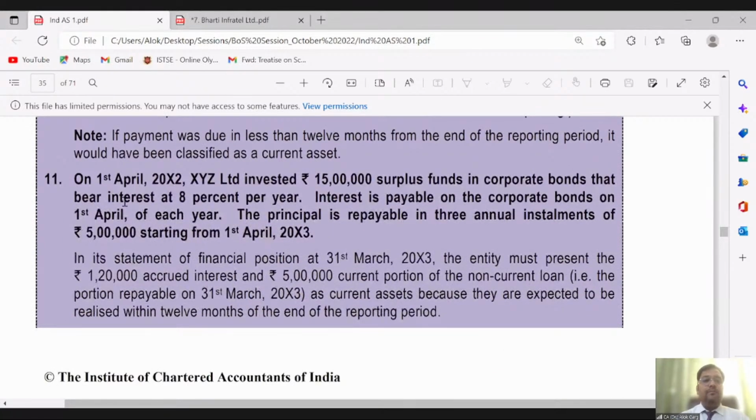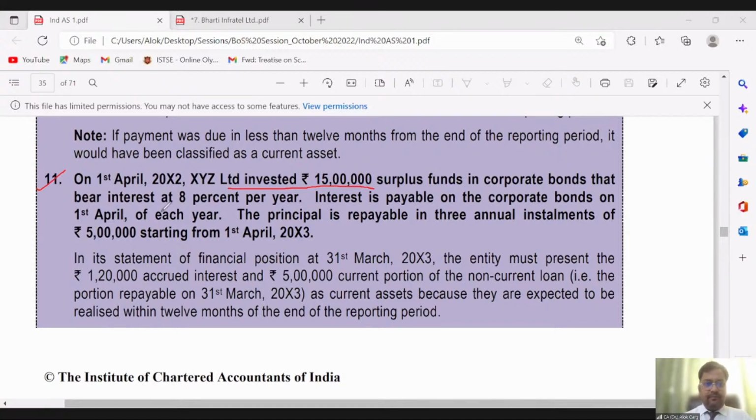Next question. On 1st April 2002, XYZ Limited invested rupees 15 lakh surplus funds in corporate bonds that bear interest at 8% per year. So they have invested 15 lakh rupees in corporate bonds, and that bond will give you an interest of 8% per year. Interest is payable on the corporate bonds on 1st April of each year. The principal is repayable in 3 annual installments of rupees 5 lakh starting from 1st April 2003.